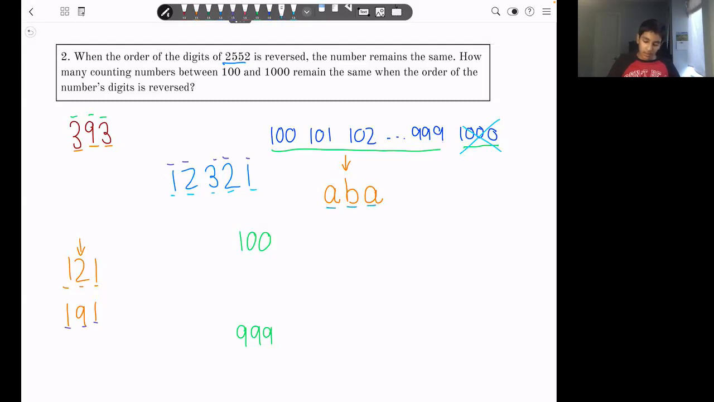Okay. So let's try to figure out. So what can A be? A can be from 1 to 9. It can't be 0. Because let's just say that A was 0. If A was 0, then it would be like 030, let's just say. And 030 is not a 3-digit number. So we're just asked to find how many palindromes there are from 100 to 999. So 030, for example, won't work, because it's less than 100.